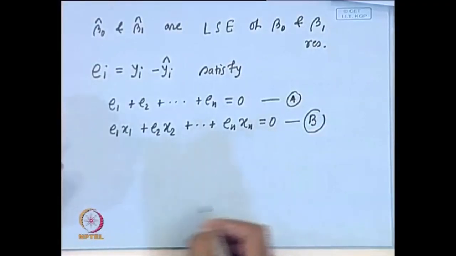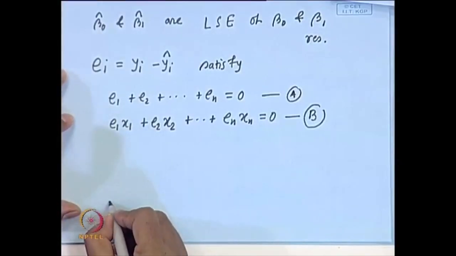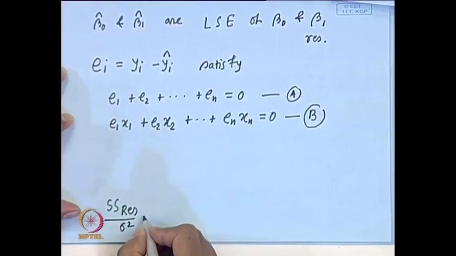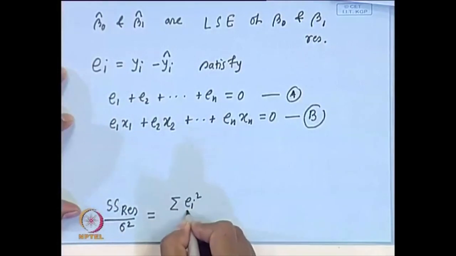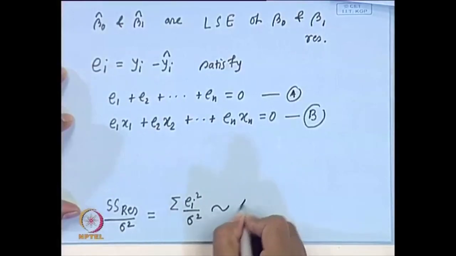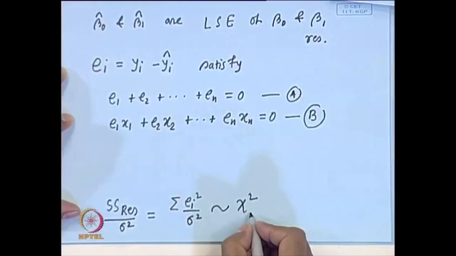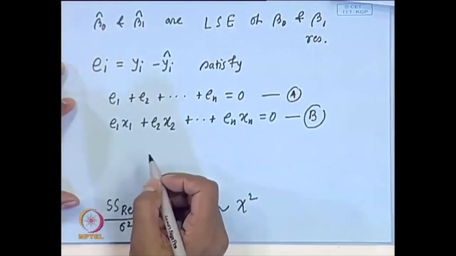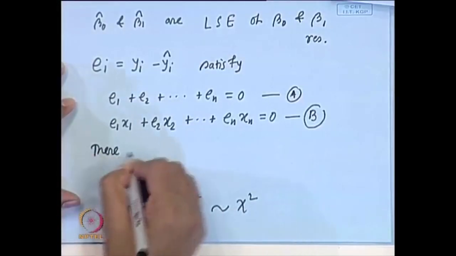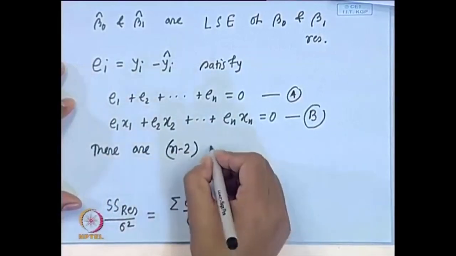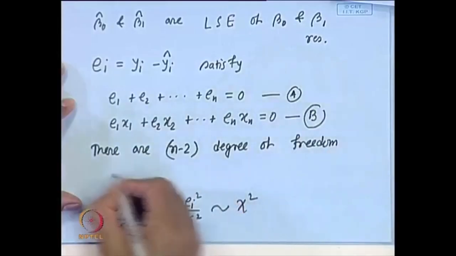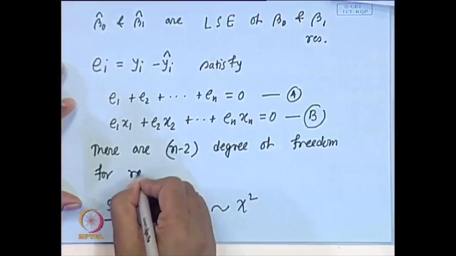So, what I want to prove here is that this SS residual by sigma square, which is equal to summation ei square by sigma square, does not follow chi square n, it follows chi square with degree of freedom n minus 2, because there are n minus 2 degrees of freedom for the residuals.